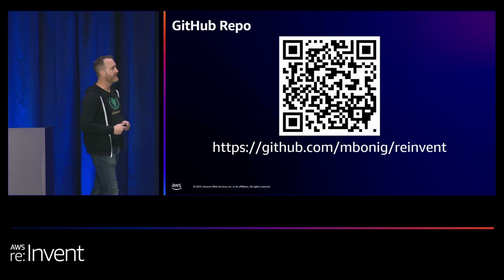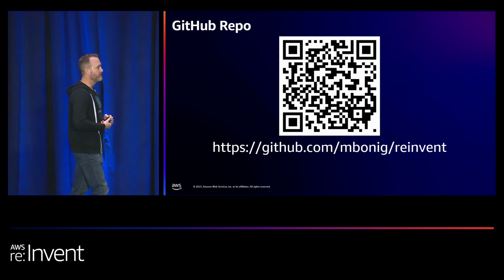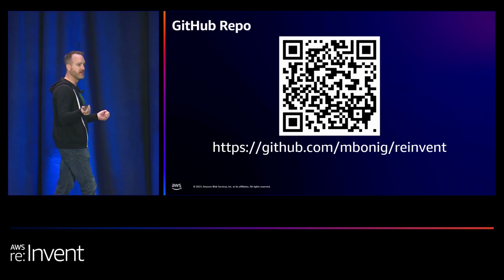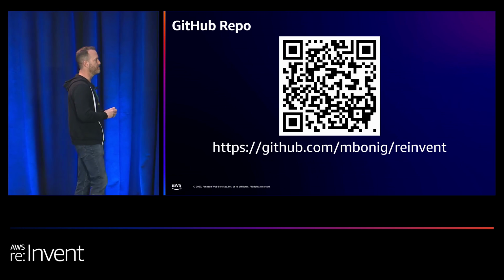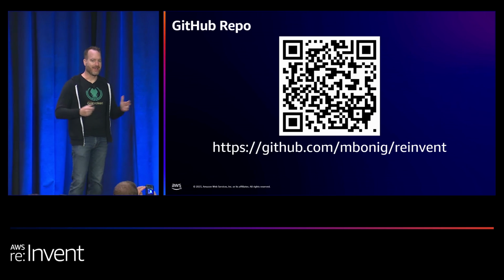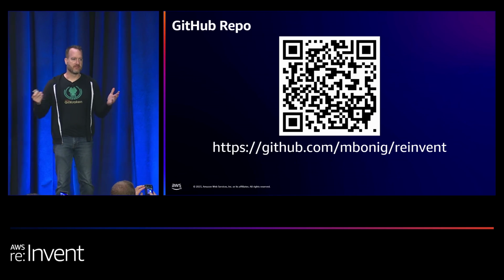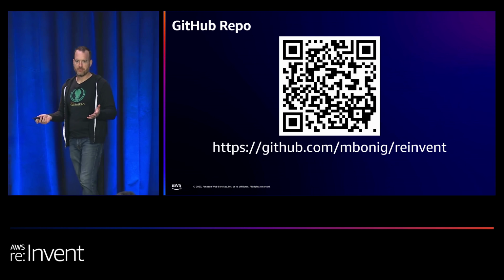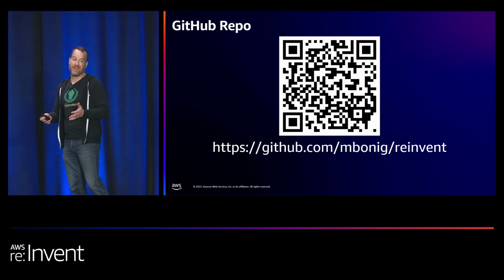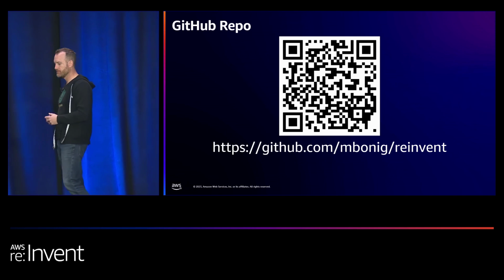But that's it. That's the end. We're about to go into Q&A. If you want to see any of the code that I built, it is available publicly on my GitHub page at mbonic/reinvent. Again, it's demoware. I mentioned the things about a media transcoder. There's no way to actually upload any videos to that bucket. I just had to have something in there to talk about.